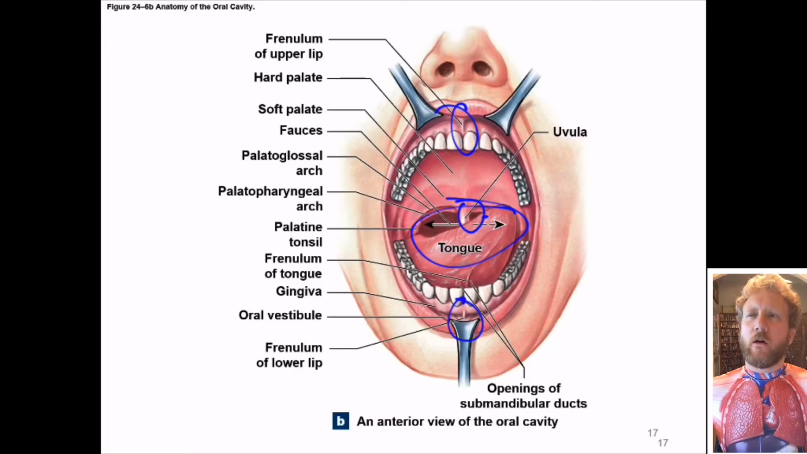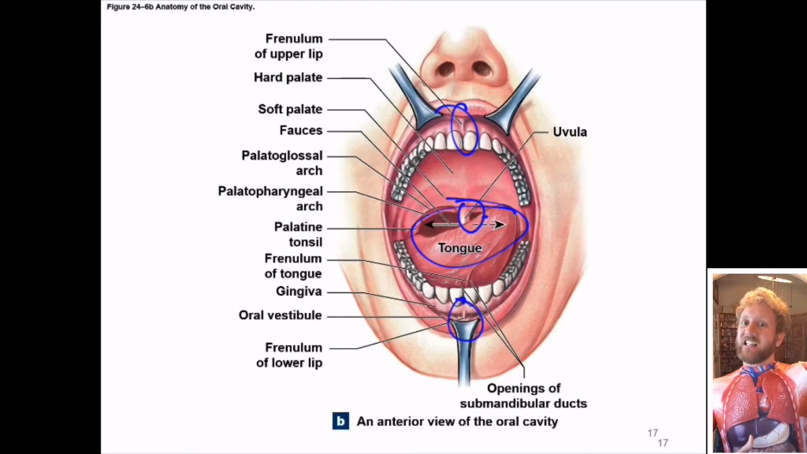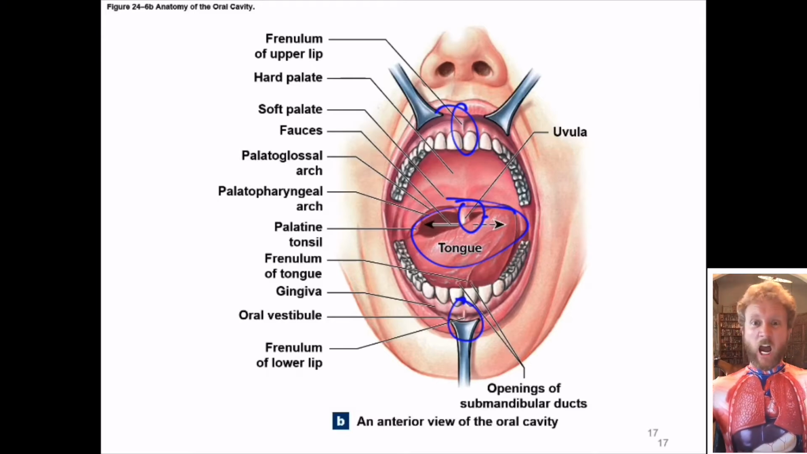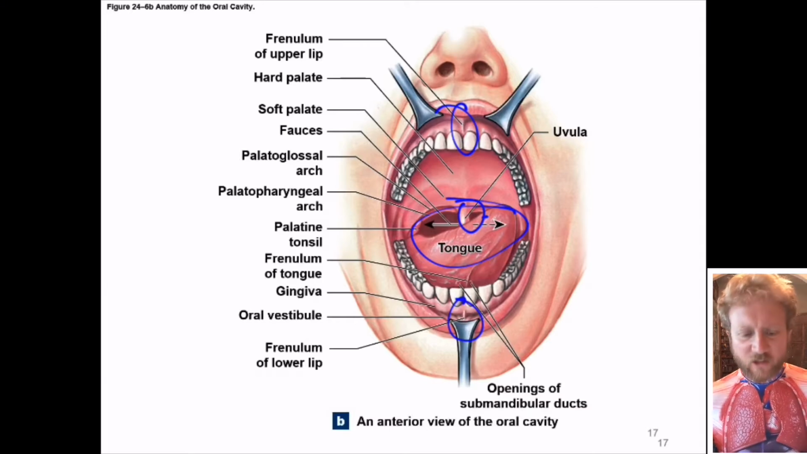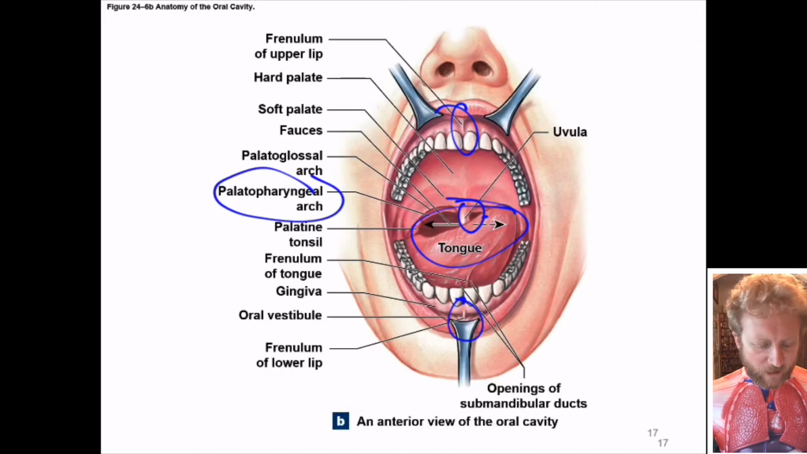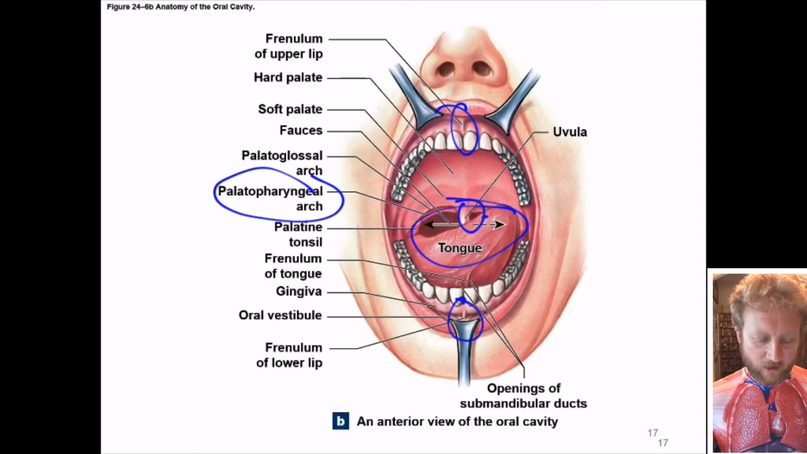And if you've ever jumped headfirst into water from a very great height and you had your mouth open, you may have split those. It's kind of painful, but it heals pretty quickly. Let's see. We got some tonsils in there. We got some other arches, the palatoglossal and the palatopharyngeal, which are also part of that swallowing response, which we'll talk about here in just a second.